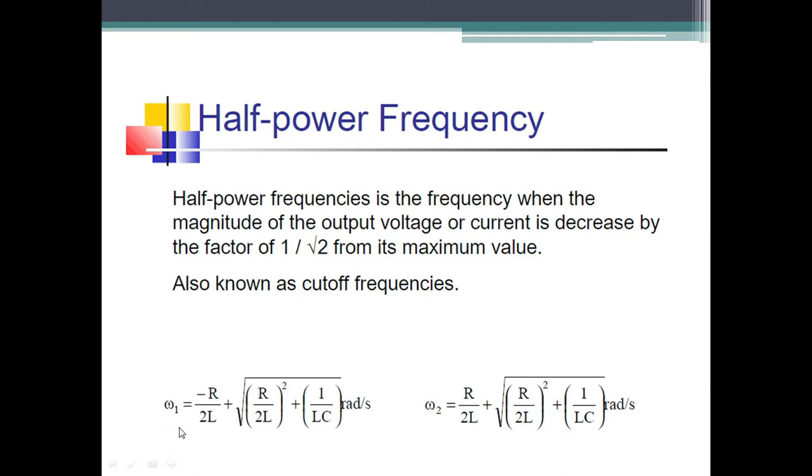Here the lower cutoff frequency omega 1 is equal to minus R upon 2L plus the square root of (R upon 2L) squared plus 1 upon LC, radians per second. In the case of the upper cutoff frequency, omega 2 is equal to R upon 2L plus the square root of (R upon 2L) squared plus 1 upon LC. The only difference between these two is that the negative sign is used for the lower cutoff frequency and the positive sign is used for the upper cutoff frequency.